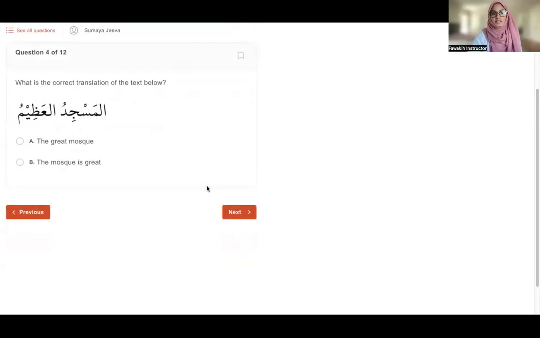Okay. What is the correct translation of the text below? Al-Masjidul Azim. A. It is A. It's a fragment because they're both matching. They're both sifa mawsuf.